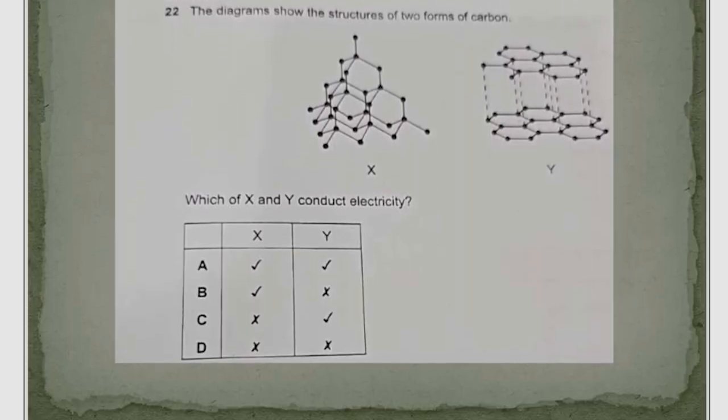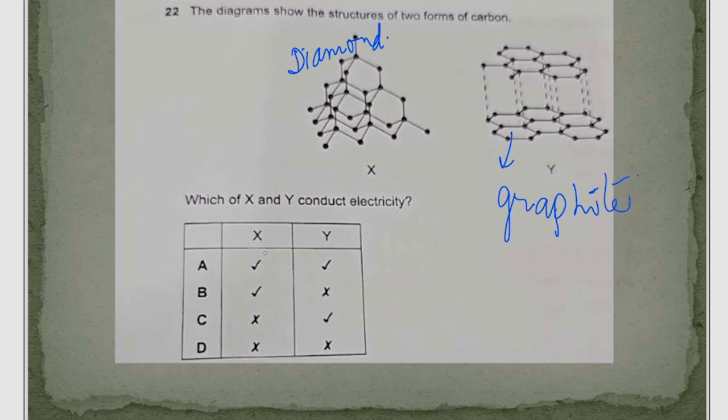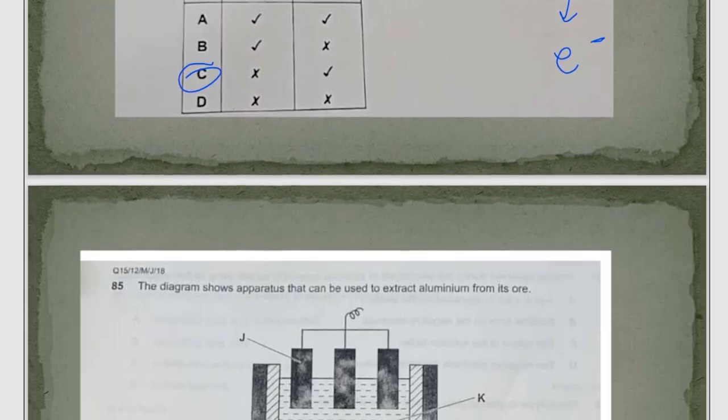The diagram shows the structures of two forms of carbon. So this one is the diamond and this one is the graphite. They both are allotropes of each other. Chemically they are the same, but physically they are different. Which of X and Y conduct electricity? Graphite is the only non-metal which can conduct electricity because of the presence of free moving electrons, whereas diamond cannot. So C is the correct option. I don't think so. Why do students feel this MCQ is a little difficult?